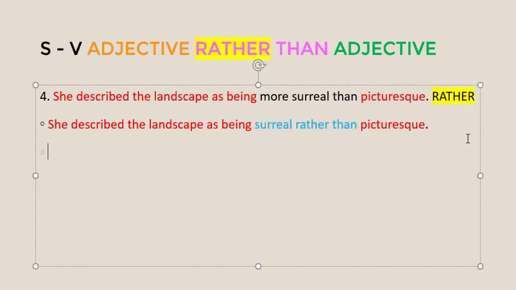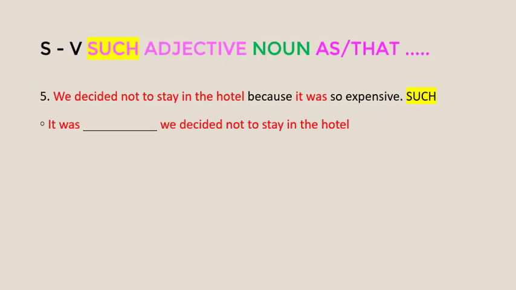Let's continue to number 5. This is number 5. Look at the sentence. We decided not to stay in the hotel because it was so expensive. For number 5, we have to create a new sentence using such.